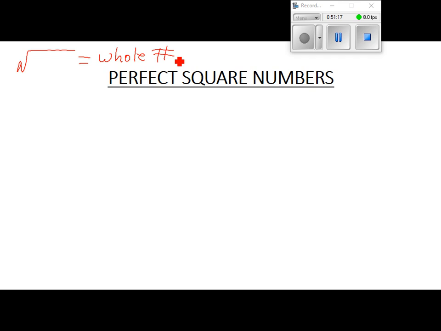Give me the lowest perfect square number. What's the square root of one? One. Give me the next one. Four. What's the square root of four? That means two times two, right? Next one.